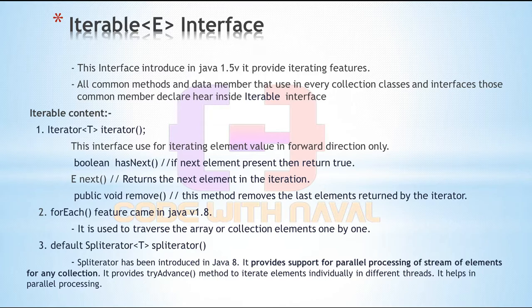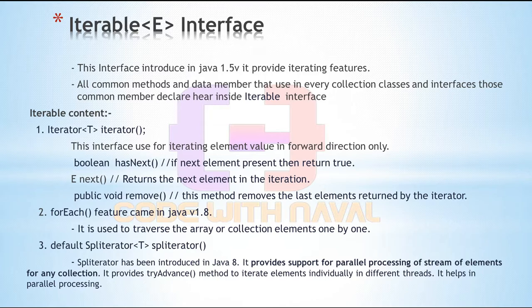Let's consider we use one collection class and we store 100 elements in that collection class. Now we want to get those 100 elements one by one. Then we require some iterating features. For iteration we can use this Iterable, and we can get and return those elements one by one using this Iterable interface.